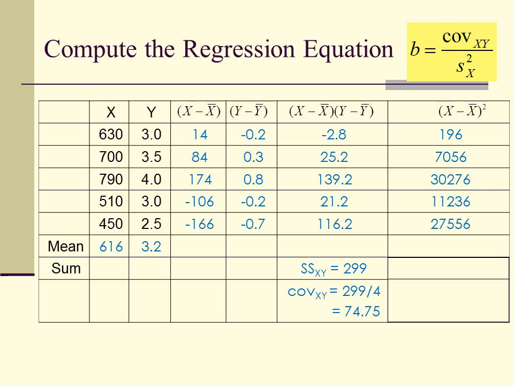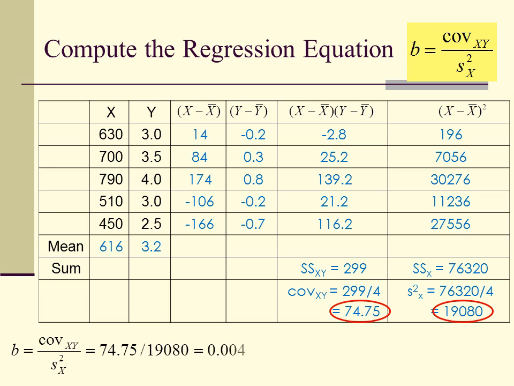Then for the last column, we need to find out the variance for x. So we add this together. Sum of the squares for x is 76320. Then variance of x is 76320 divided by n minus 1, which is 4. So it is 19080. With this numerator and denominator, we can find out the slope. 74.75 divided by 19080 is 0.004.